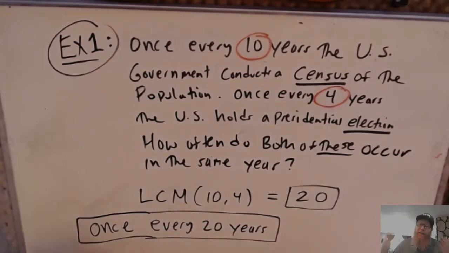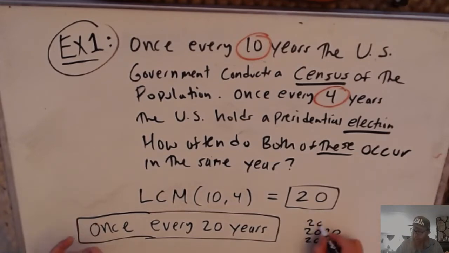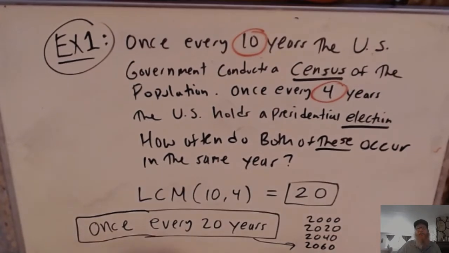In fact, this is one of those years. In the year 2020, we're having both the presidential election and a census. The next time that happens will be 2040. The last time it happened before this year was 2000. So every 20 years, the presidential election and the census will occur in the same year.